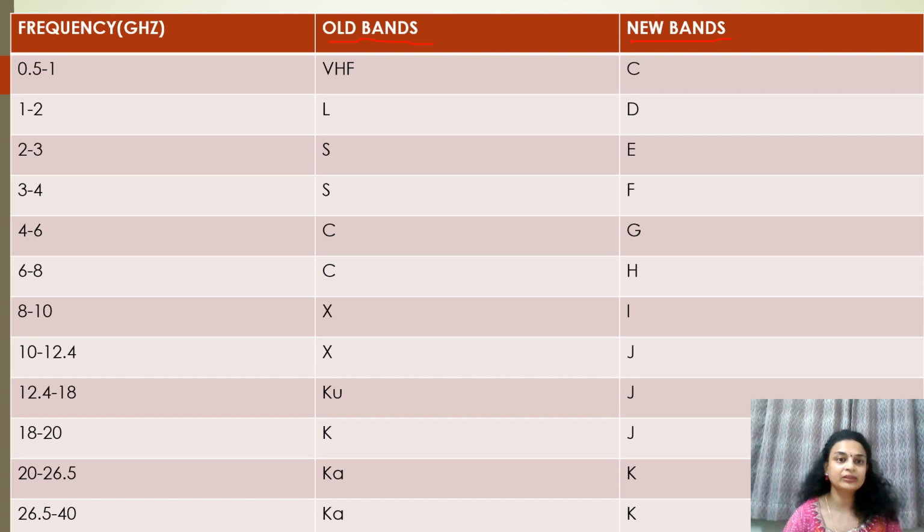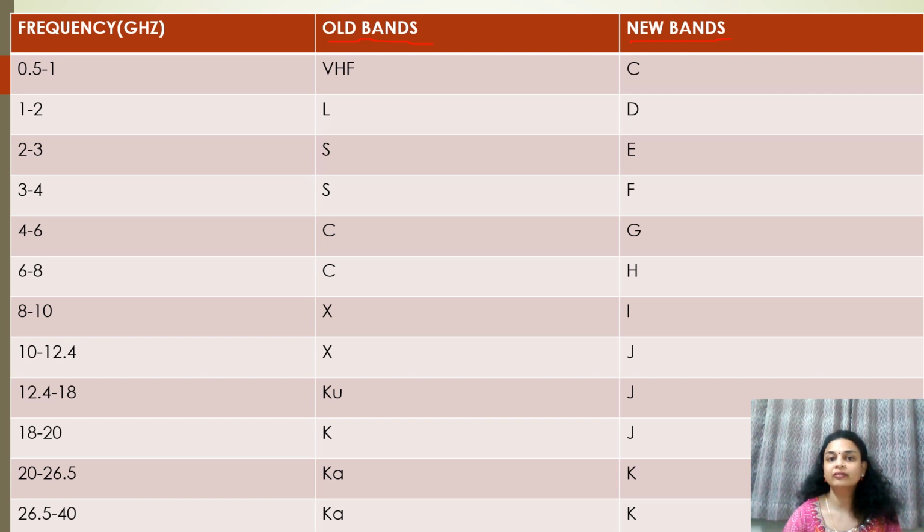How do we write the frequency bands? The frequency bands are in gigahertz. We start writing from 0.5 up to 40 gigahertz. It's very simple to remember. We start from 0.5 to 1, 1 to 2, 2 to 3, 3 to 4, 4 to 6, 6 to 8. Can you see over here? It is 4 plus 2, 6 plus 2, 8 plus 2, 10 plus 2. It's not exactly 12, it's 12.4. Then 12.4 to 18, 18 to 20, 20 to 26.5, 26.5 to 40 gigahertz. These are the different frequency bands.